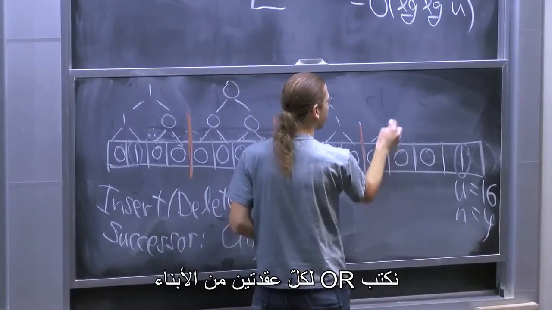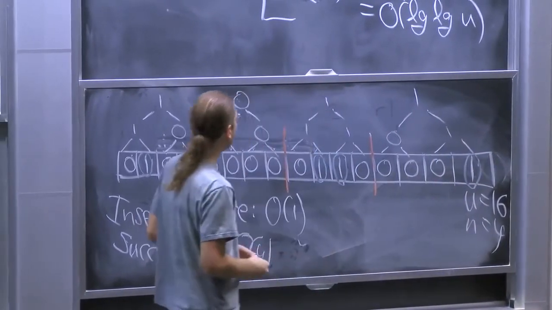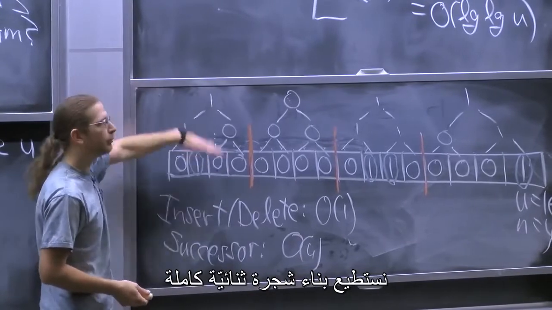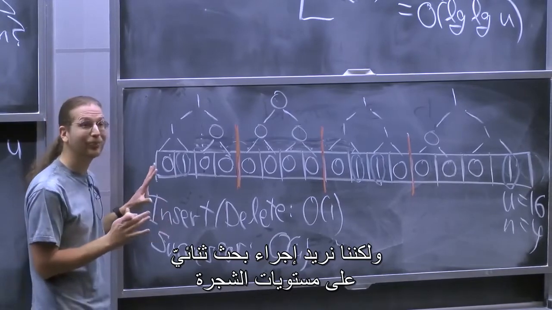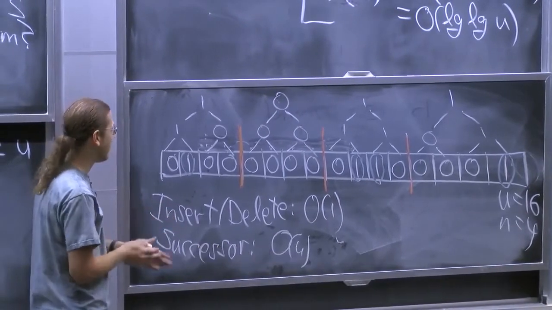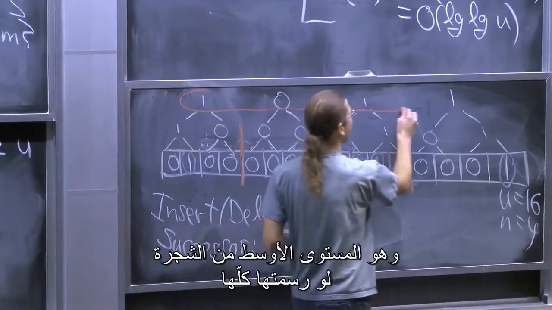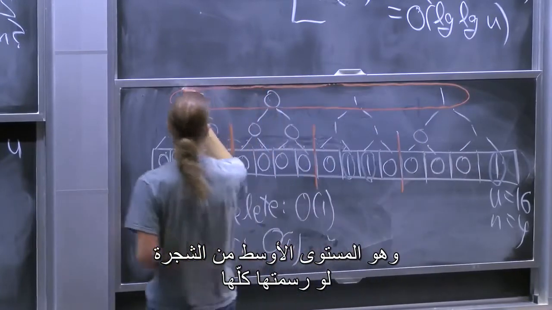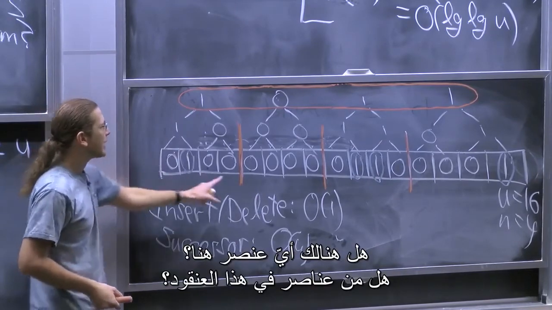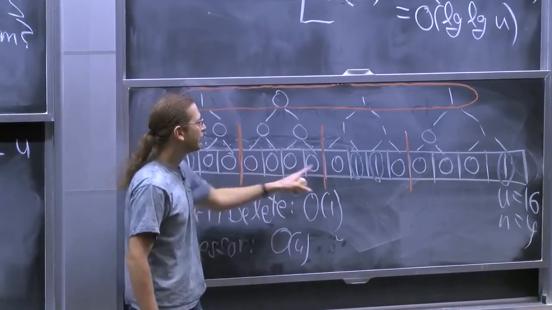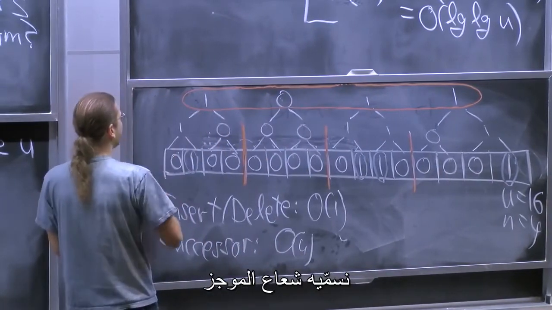So each node here, I'm just writing the OR of its 2 children. And in fact, you could do this all the way up. You could build an entire binary tree. But remember, what we're trying to do is a binary search on the levels of the tree. And so in particular, I'm going to focus on this level. This is the middle level of that tree if I drew out the whole thing. And that level is interesting because it's just summarizing, is there anybody in here? Is there anybody in this cluster? Is there anybody in this cluster? Is there anybody in this cluster? So we call this the summary vector.